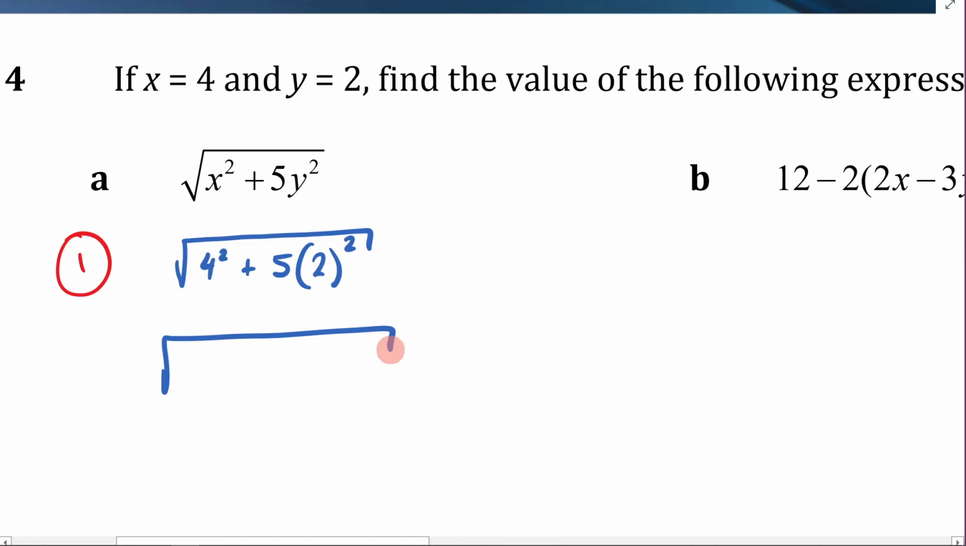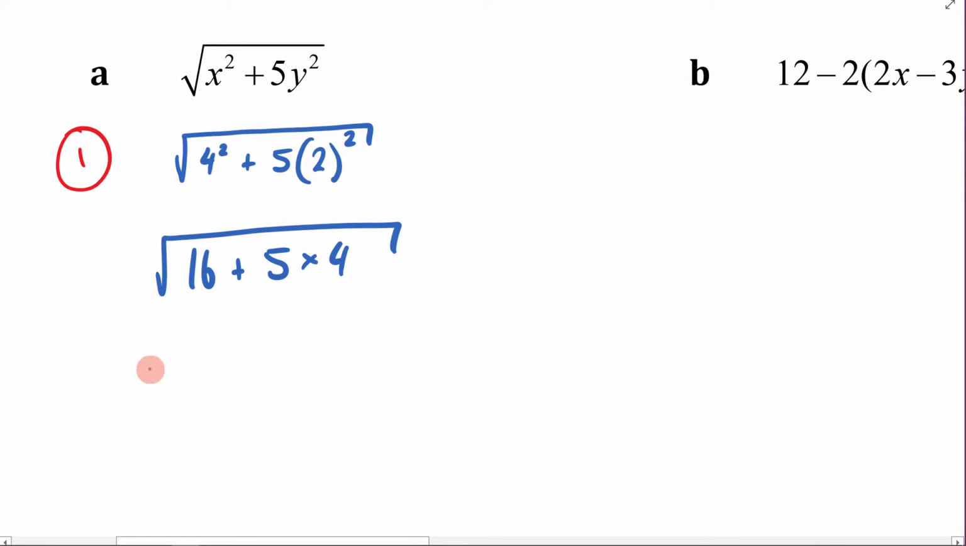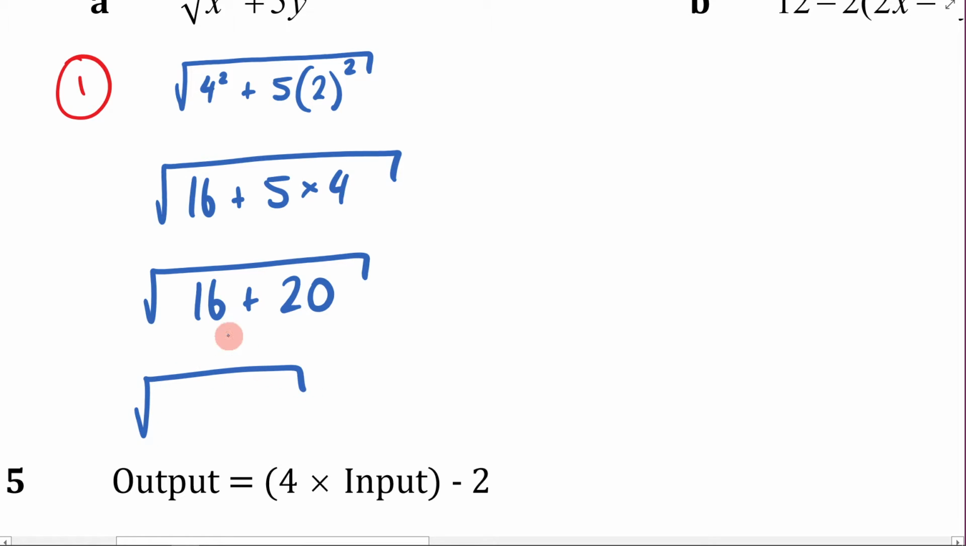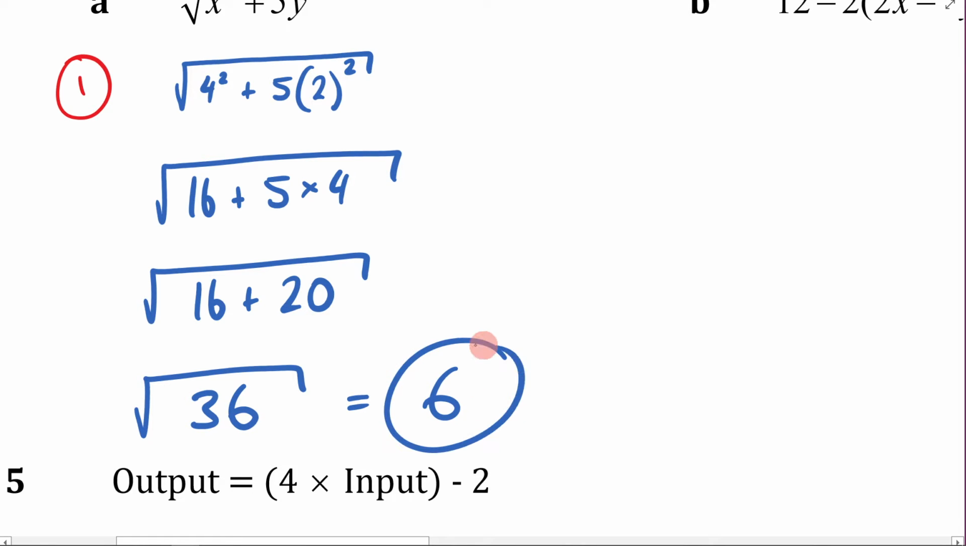Okay, then we keep on going. So I'm just rewriting it. This is 16 plus 5, 2 squared is 4, so there's going to be 16 plus 20. Now, is this going to end up being a bit ugly? I think it is going to end up being a bit ugly here, because what's 16 plus 20? Oh no, it's 36, which is equal to 6. That's not ugly at all. It's beautiful. So my answer there is going to be 6.